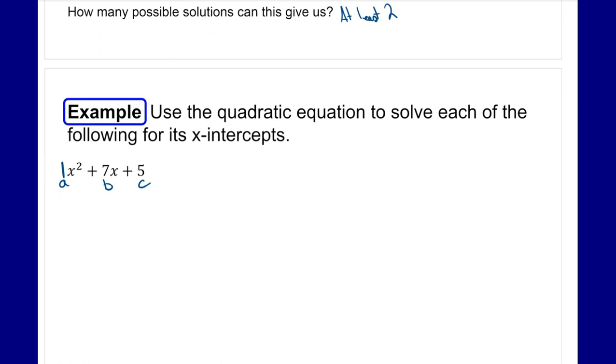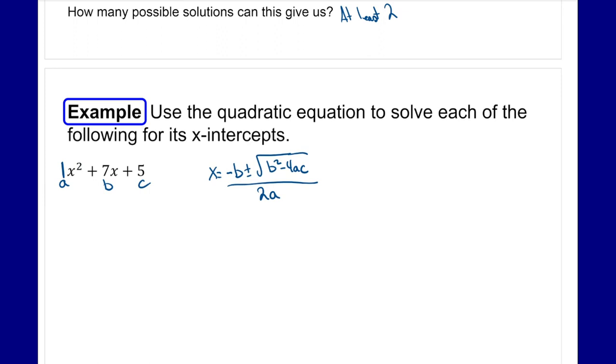So we could go through and try to factor this, but you're not going to find factors that multiply to 5 and add to 7. Again, you could do the partial factoring to find the vertex, but we want to find the x-intercepts. So in this case, we are going to have to use our quadratic formula. So negative b plus or minus the square root of b squared minus 4ac, all divided by 2a.